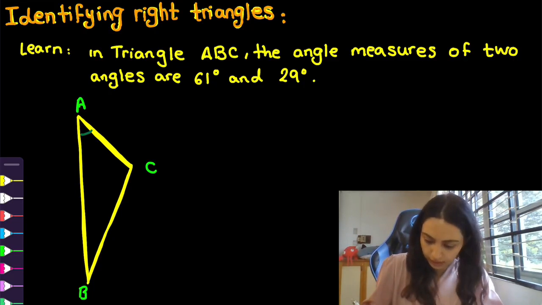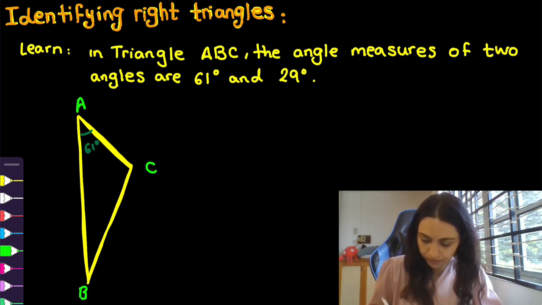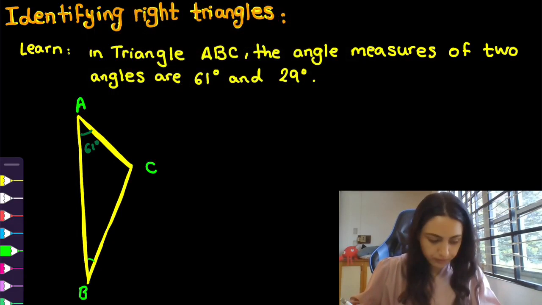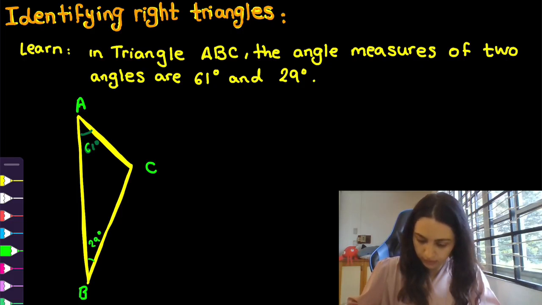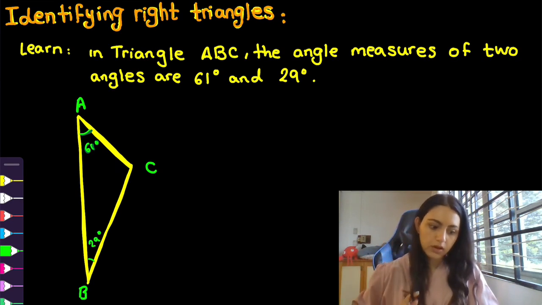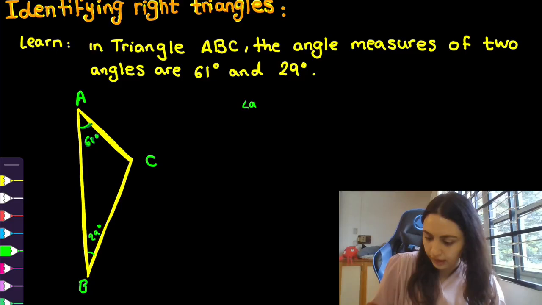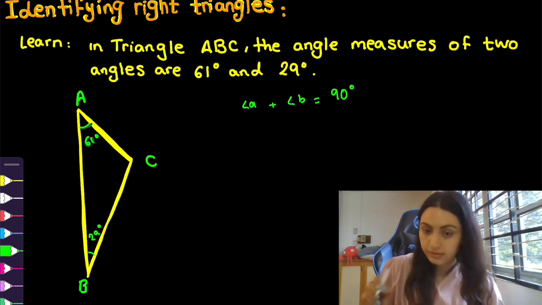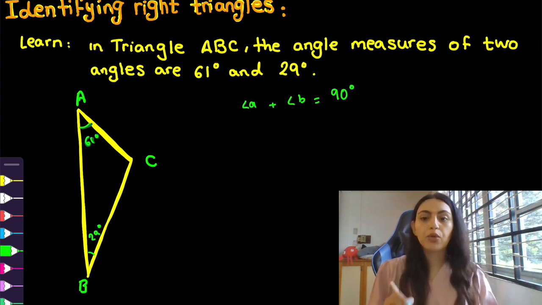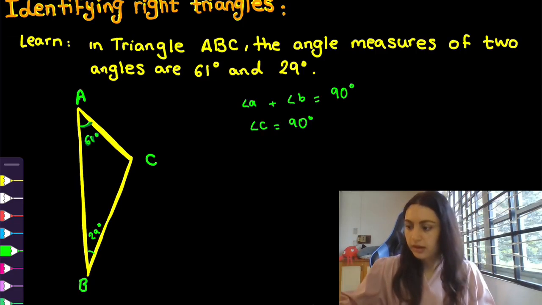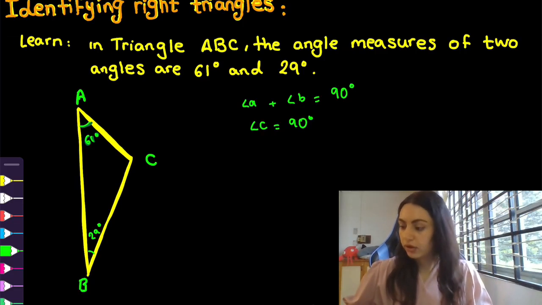So angle A is 61 degrees, okay? Angle B I have is 29 degrees. And angle C we don't know. The rule that we're going to learn here is that if angle A plus angle B gives me 90 degrees, that will confirm that angle C is going to be 90 degrees. That's just one of the rules that we're learning right now.